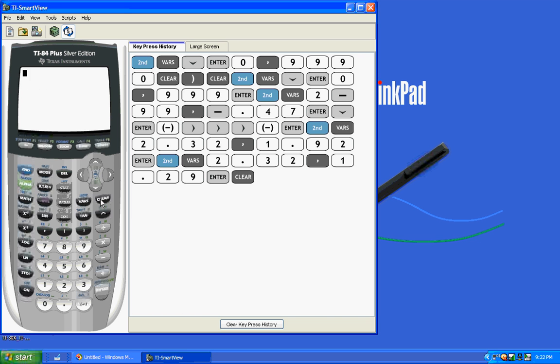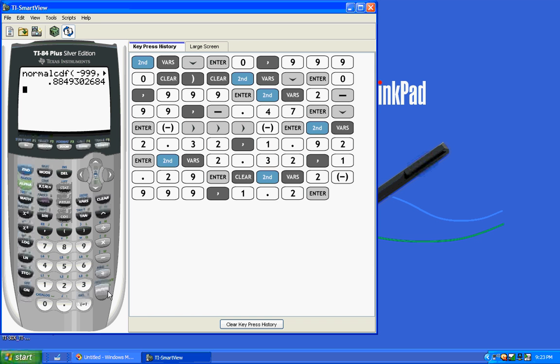So for A, we had the probability that z is less than 1.2. Well, that means I'm going into the left tail, and we had a picture to show that. So I would set up -999, comma, up to 1.2, and 0.8849.